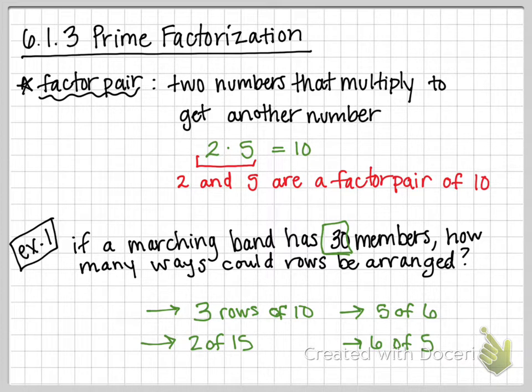So let's look at this. The hint. Oh, I should put the hint up first. Find the factor pairs of 30, but you guys figured that out even without the hint. So way to go.